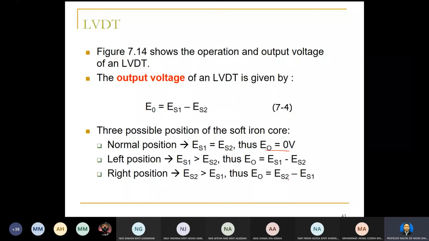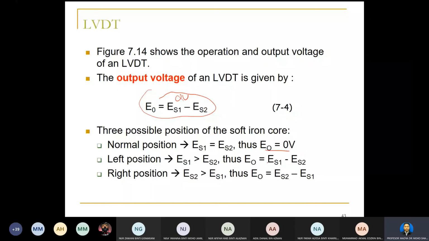Okay, that is a formula that you have to remember. Actually, this is a basic formula, but you have to know it. So we have three possible positions. If normal, that means it will be 0. If to the left, that means S1. This one is more to the left.